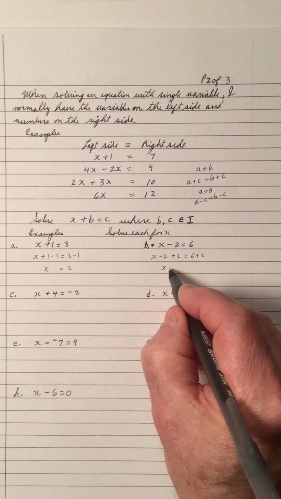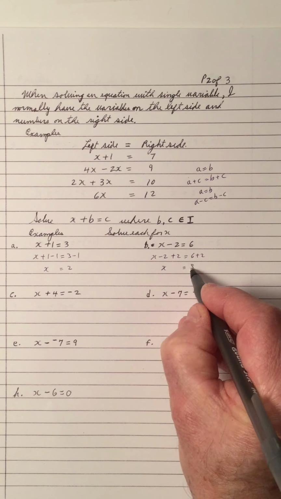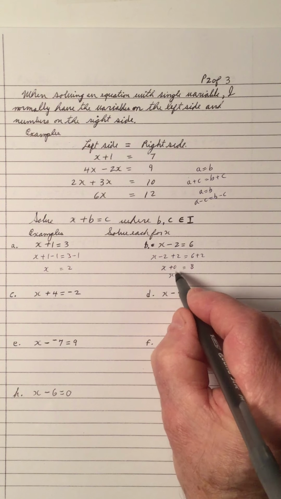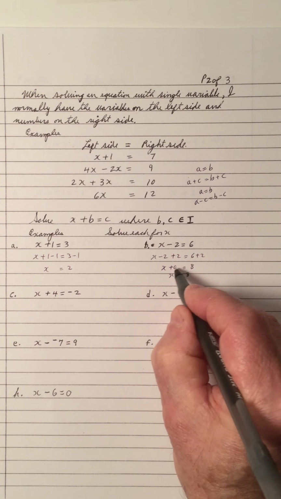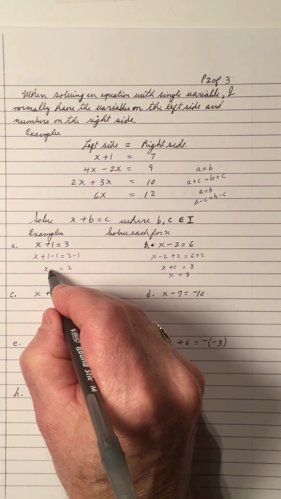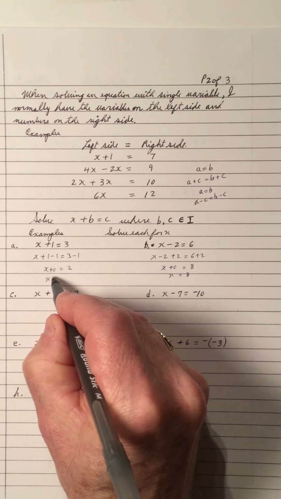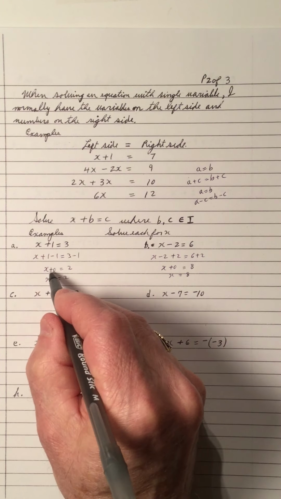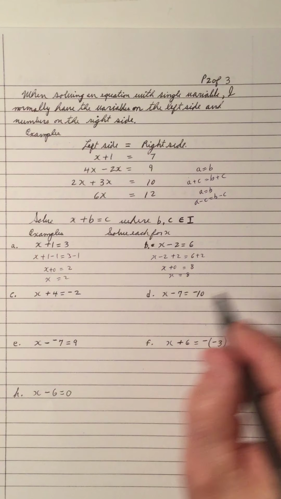So minus 2 plus 2 is 0, and it gives me an 8. Now I can put plus a 0 there, but x plus 0 is still x. So I can put a 0 here, but x plus 0 is x. So when I add these and get a 0, I just leave the 0 out.